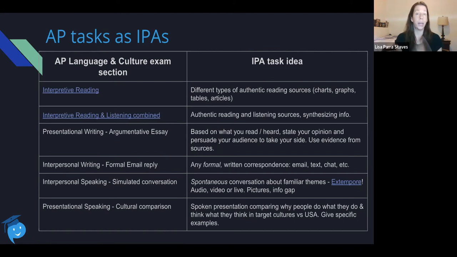Interpersonal writing will be the back and forth, the formal email reply. Here, any sort of written correspondence that would be natural for your students, as long as they're able to use a formal register, if a formal register is what is also being assessed in your language. I know not all languages have a formal register. However, there is some sort of written correspondence here, emails, texting.